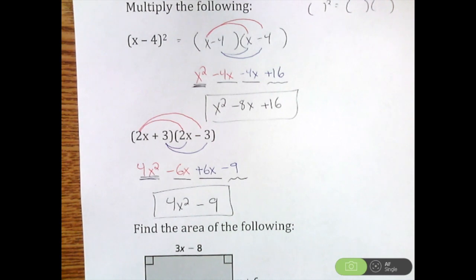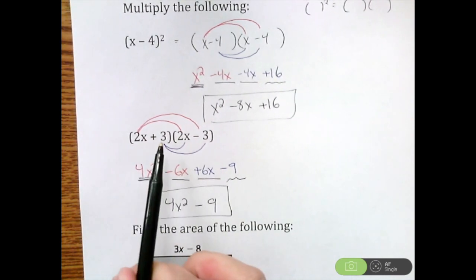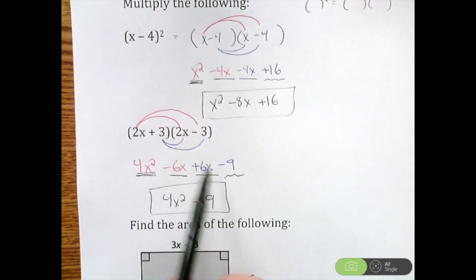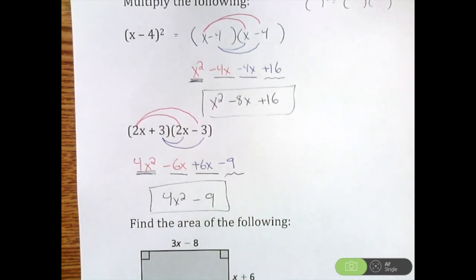That is my answer. The interesting thing that I was talking about on this one is whenever you have the same terms, but one's plus and one's minus, what happens is that middle two terms are going to go to zeros. Those are going to disappear.